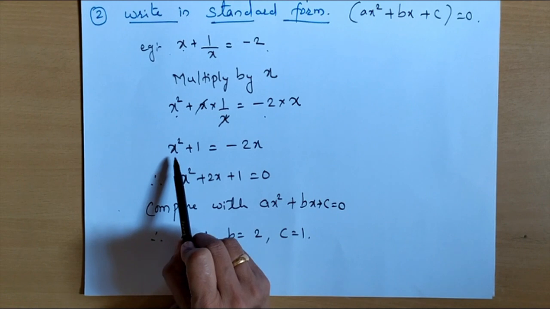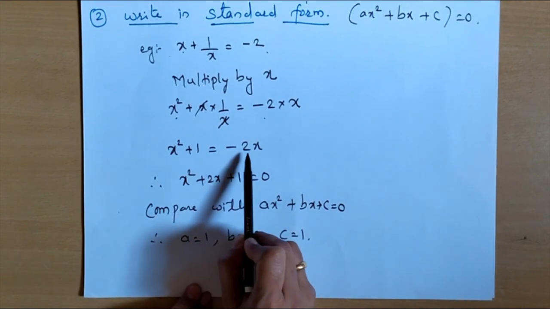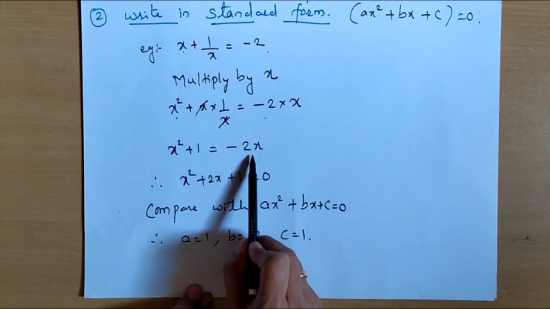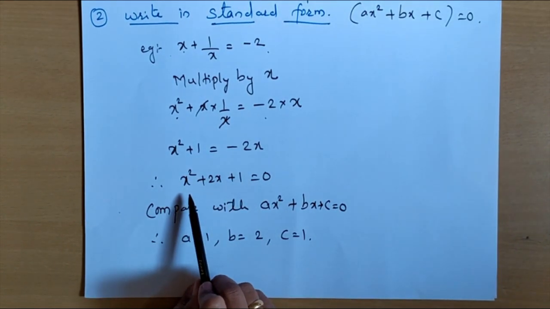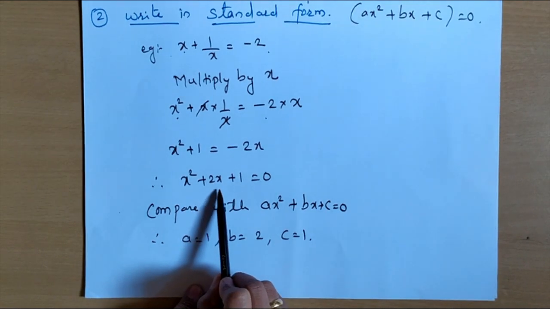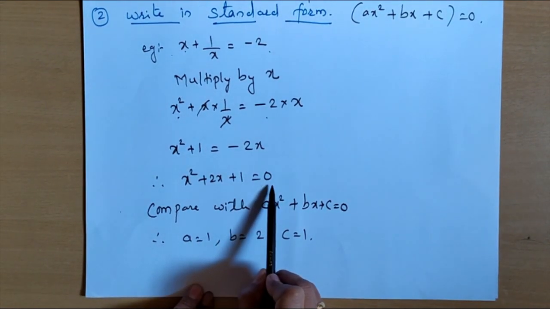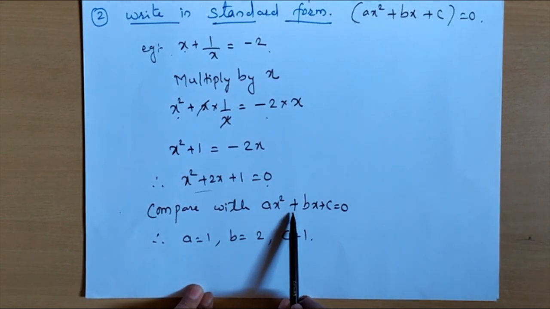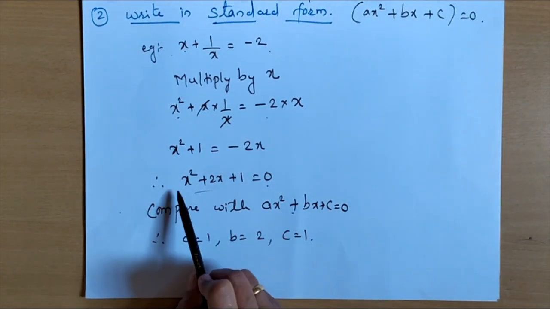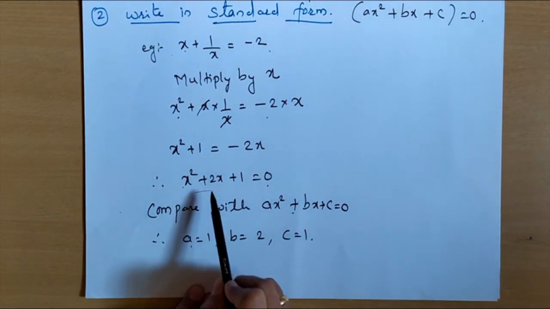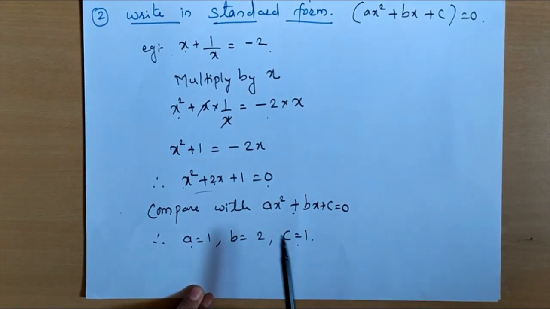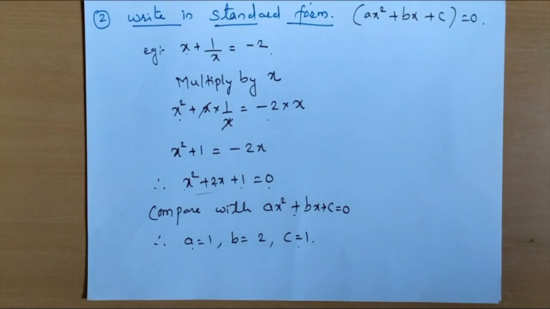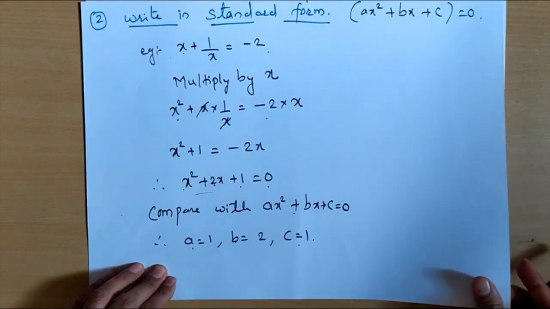So the equation will be x square plus 1 is equal to minus 2x. Now transfer this minus 2x to LHS. So what will we get? x square plus 2x plus 1 equal to 0. Now compare this equation to the standard form of the quadratic equation. You will get a is equal to 1, b is equal to 2, and c is equal to 1. So this type of questions you will have in exercise 2.1. Now see the next part.